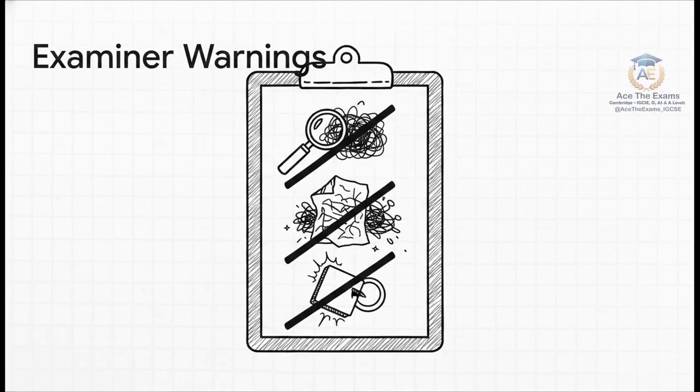Number 2, check your format. Present your index laws and coefficients clearly, line by line. And number 3, context matters. Always link your final expanded coefficient back to the specific term requested in the prompt, especially if it's a multi-part question where earlier answers feed into the final result.